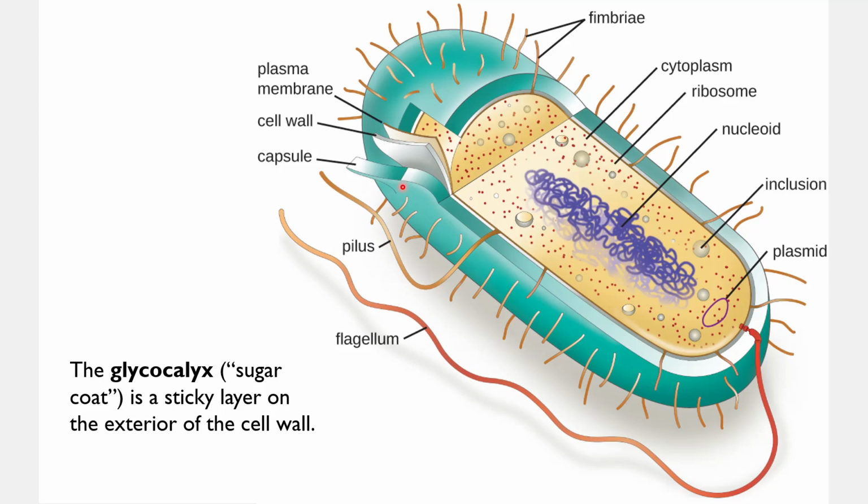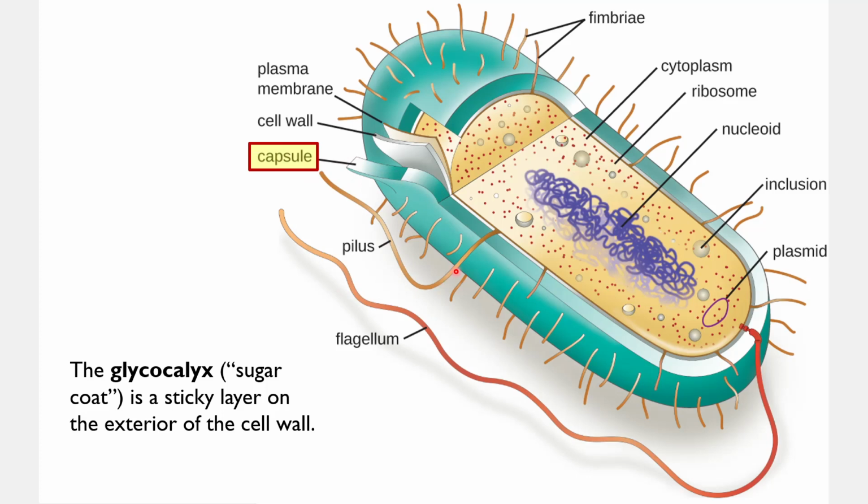It is a sticky substance that the cell makes and then secretes to its exterior, and then the glycocalyx layer sits on the surface of the cell wall and offers additional protection to the cell. In the image right here, the glycocalyx is actually referred to as the capsule, pointed out right here. And that's because there are two different forms that the glycocalyx can take.